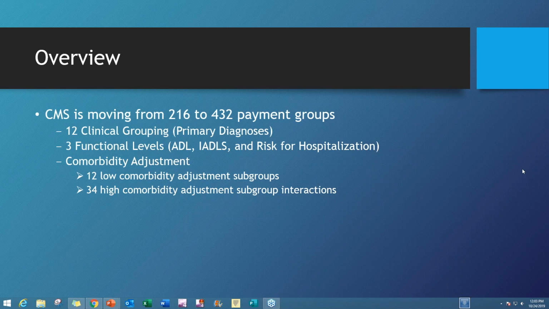To recap, CMS is moving from 216 to 432 payment groups. There are 12 clinical groupings that are based on the primary diagnosis. There are 3 functional levels that are based on some of the M1800s ADL, IADL OASIS questions, and M1033 risk for hospitalization, and comorbidity adjustment that is based on secondary diagnoses. Keep in mind that this now includes all diagnoses listed on the 485 plan of care, not just the top 5 that are listed on the OASIS dataset.